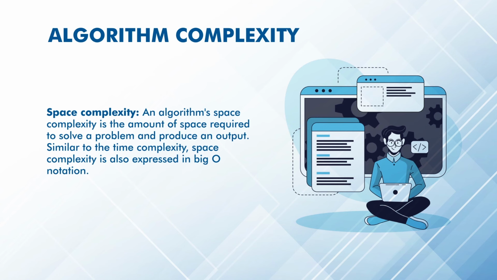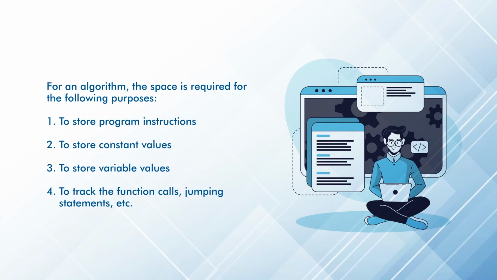Next is space complexity. An algorithm's space complexity is the amount of space required to solve a problem and produce an output. Similar to the time complexity, space complexity is also expressed in big O notation. For an algorithm, the space is required for the following purposes: to store program instructions, to store constant values, to store variable values, to track the function calls, jumping statements, etc.